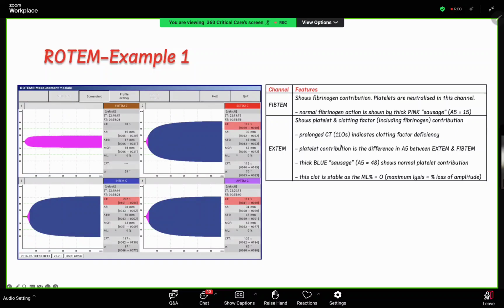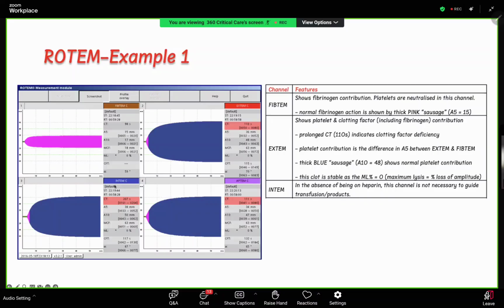Now, platelet contribution is the difference in A5 between XTEM and FibTem. So look at XTEM A5, which is 35 or 36, and here it is 15, and the difference is more than 20, which is pretty good. The extra effect of platelet in excess of fibrinogen, from 15 to 36, is about 20, which is acceptable. So probably the platelet functions are good. So no issues with platelet.